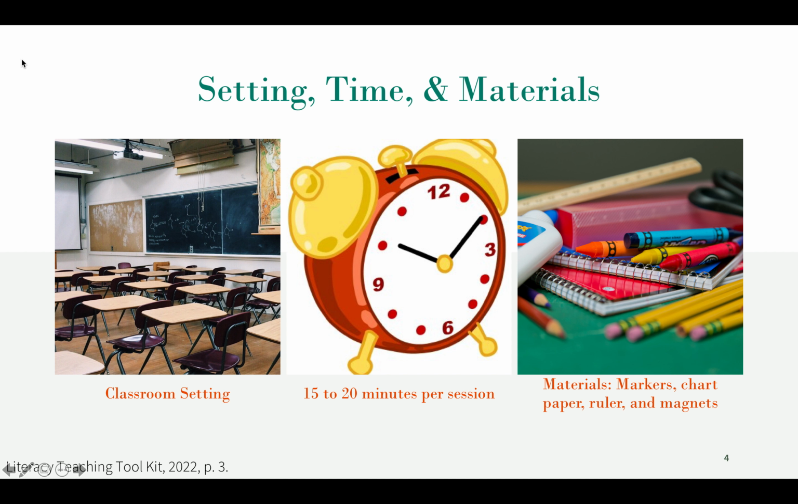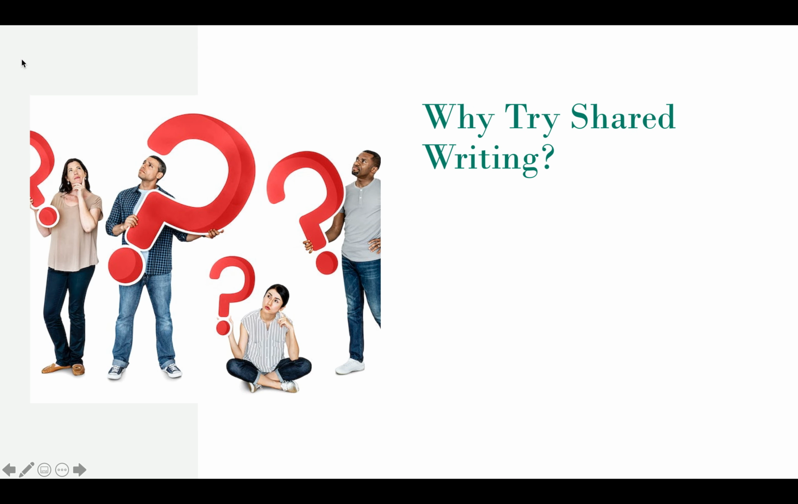And then the materials that you're going to need: markers, chart paper, ruler, and magnets to get that up. Now, if you want to get fancy, you can use your smart board like I have before in the past, but you can do it old school and you can do it with basic materials in your classroom.